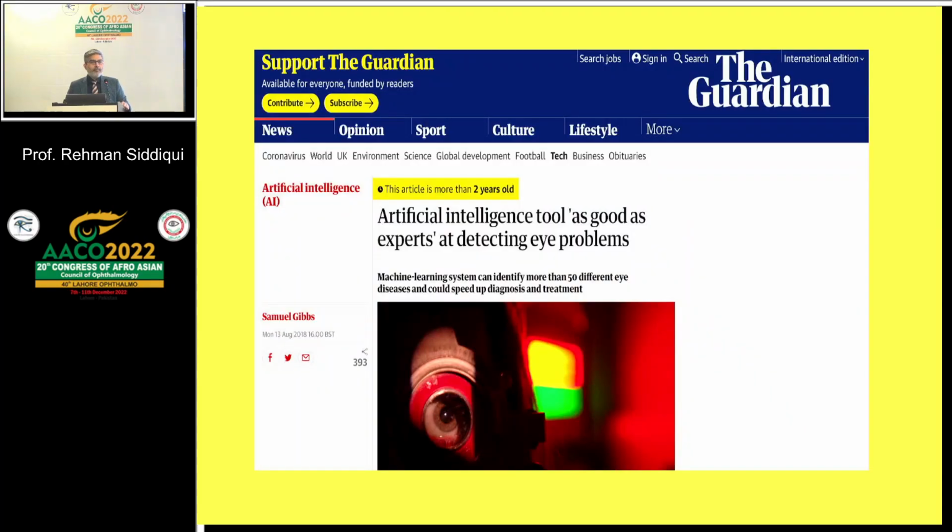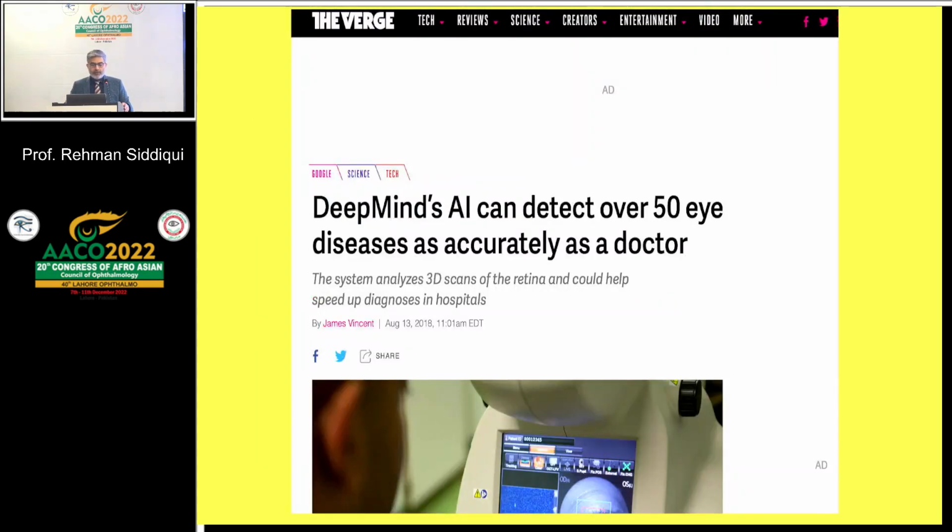So there's a lot of hype about artificial intelligence, particularly in ophthalmology. You can see that artificial intelligence is as good as eye doctors. DeepMind, a Google company, can detect over 50 eye diseases as accurately as doctors. And this is 2018, nearly 5 years ago.